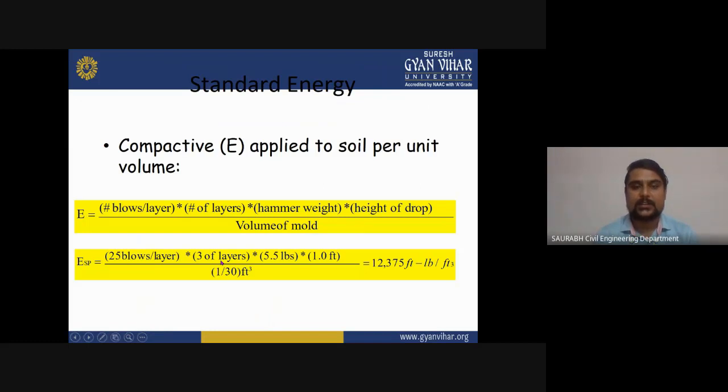Now, what is the standard energy? Standard energy is also a factor involved in the compaction of a soil. The compactive effort applied to the soil per unit volume is equal to blows per layer times number of layers times hammer weight times hammer drop, divided by the volume of the mold. So E will be equal to 25 blows per layer, times 3 layers, times 5.5 lb, times 1 foot, divided by 1/30 cubic foot, and it will be equal to 12,375 foot-lb per cubic foot.